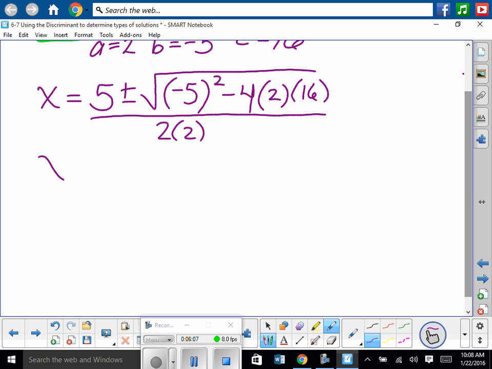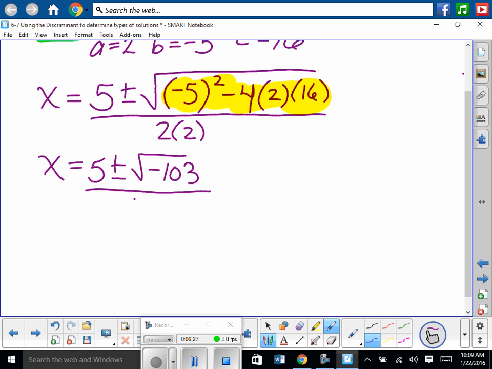Okay, so simplifying. Underneath the square root, everybody should simplify this piece in your calculator. Type it in. You got negative what? Negative 103. Well, that's still under the square root. So we have the square root of negative 103, and that's all over 2 times 2 is 4.